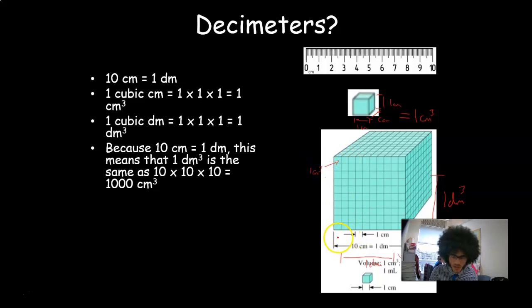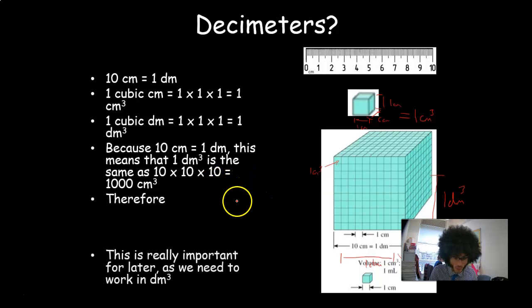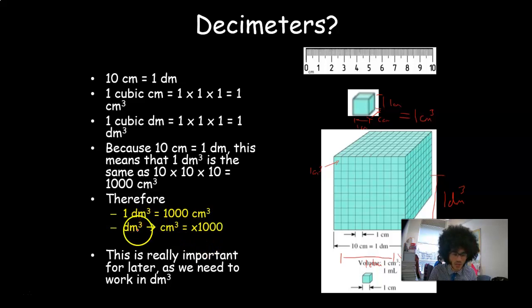But if you've got a decimeter cubed, it's 10 by 10 by 10. Therefore, it equals 1,000. And this is really important: 1 decimeter cubed equals 1,000 centimeter cubed. So if you're trying to convert between centimeter cubed and decimeter cubed, this is what you have to do. To go from decimeter cubed to centimeter cubed, you multiply by 1,000, because 1 decimeter cubed equals 1,000 centimeter cubed. And to go from centimeter cubed to decimeter cubed, you divide by 1,000.